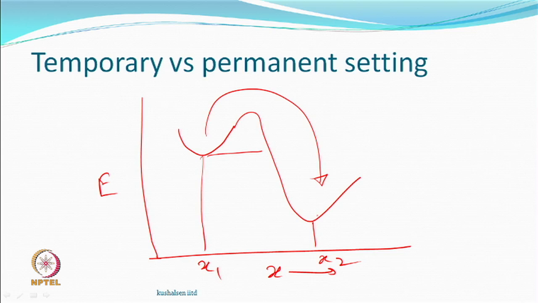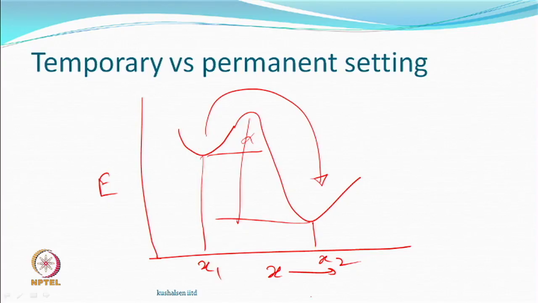Okay. Now, if it has to go back, you have to give a good amount of energy for it to go back. So, that is not in favor. That is not a favorable situation. So, if the change takes place from a higher minimum to a lower minimum, we can say it is a permanent set. If the change takes place from the lower minimum to a higher minimum, then you can say it is possibly a temporary set.